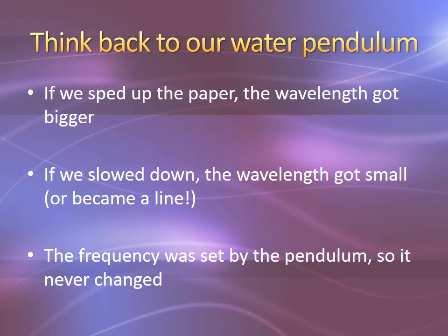All right, so let's think back to our water pendulum in the hallway. If we sped up the paper that was moving, the wavelength would get bigger, right? Because for every drip of water, the paper had moved farther. If we slowed down, the wavelength got smaller, and in some classes, we actually got it so small it became a line for a while. Now, in this particular case, the frequency was set by the pendulum, so it never changed. It was constant.